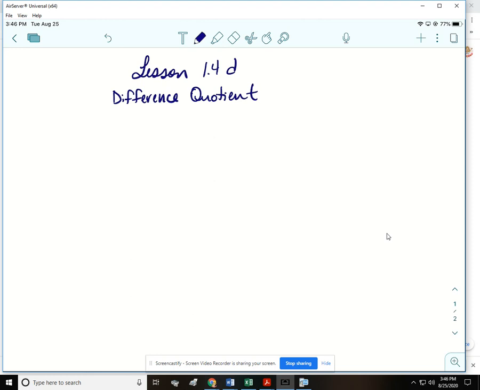a generic example of a difference quotient is a big kind of long fraction. The numerator is f of x plus h minus f of x, over h. So it's called a difference quotient because there's a difference. There will always be a subtraction of two things, and then it will always be divided by something. So there is a difference and there is a quotient.